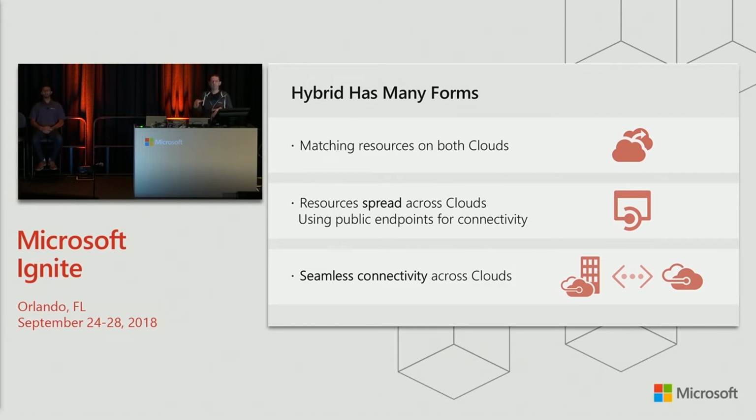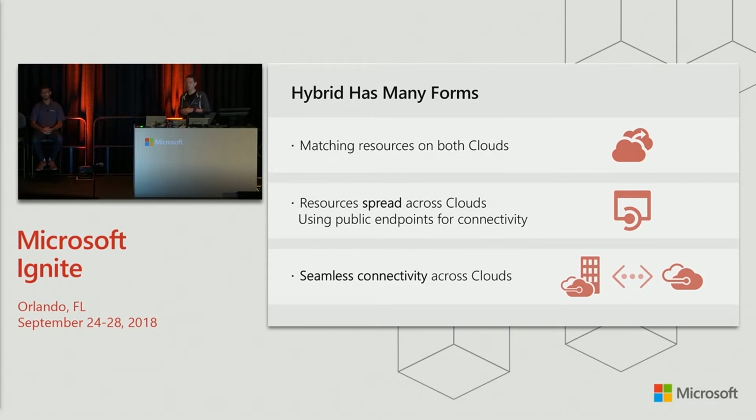And then you use DevOps strategies to automate the deployment on Azure and Azure Stack. You can use one template to deploy a part of your solution on-prem. It may be an app service, SQL, MySQL, or a Kubernetes cluster in Azure Stack, and then you can use another template to create other resources in public Azure, and use the public endpoints for connectivity. And lastly, you can have seamless connectivity across the clouds.